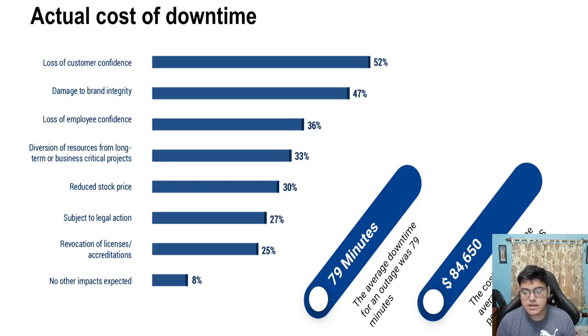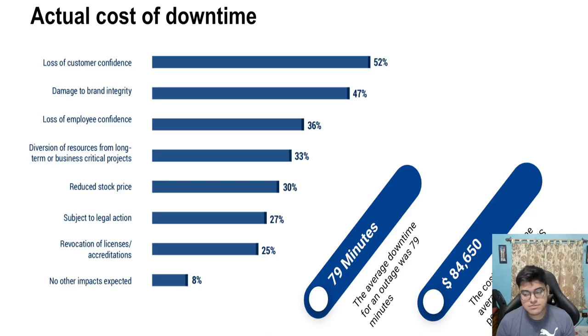So what exactly would go wrong if you have downtimes? Right off the bat, there's a loss of customer confidence, which is the biggest letdown. If you have an application with a huge base of customers and there's even a slight amount of downtime, you would have a loss of customer confidence, not to mention the costs that you might incur in that time frame. The average downtime for an outage is reported to be about 79 minutes, and the average cost of these downtimes is about $84,000.